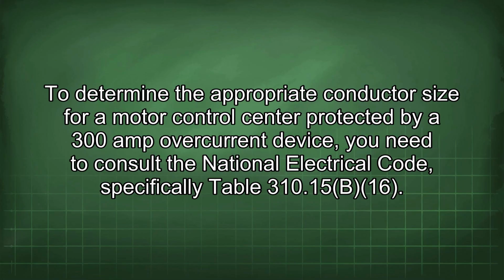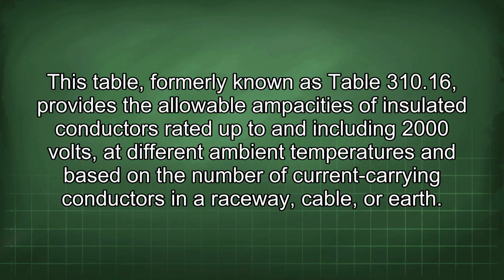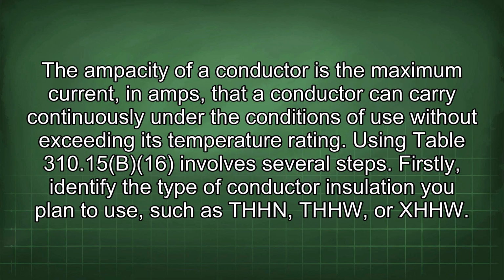To determine the appropriate conductor size for a motor control center protected by a 300 amp overcurrent device, you need to consult the National Electrical Code, specifically Table 310.15(B)(16). This table, formerly known as Table 310.16, provides the allowable ampacities of insulated conductors rated up to and including 2000 volts at different ambient temperatures and based on the number of current-carrying conductors in a raceway, cable, or earth. The ampacity of a conductor is the maximum current in amps that a conductor can carry continuously under the conditions of use without exceeding its temperature rating.